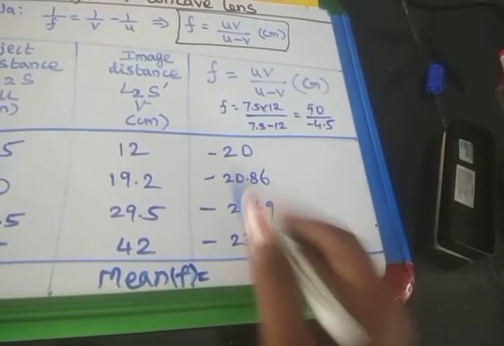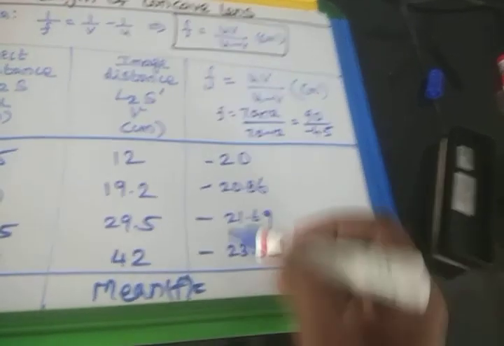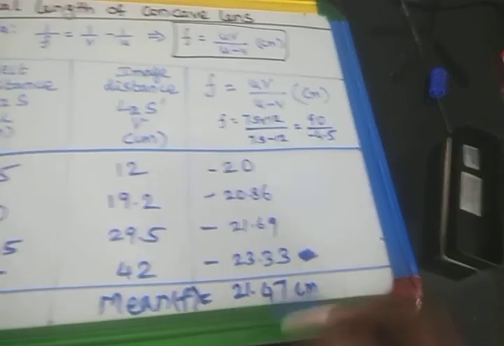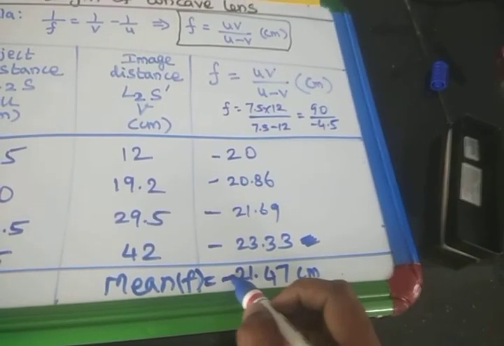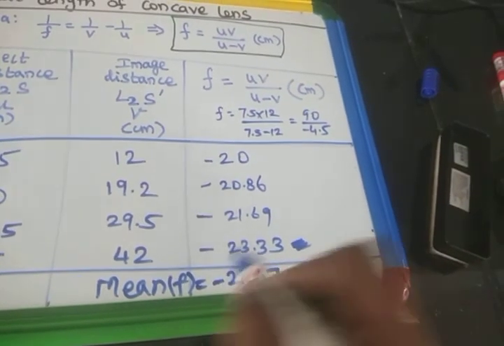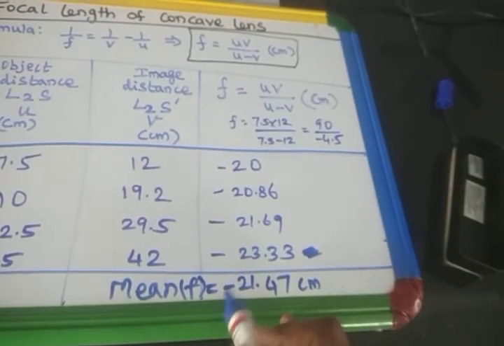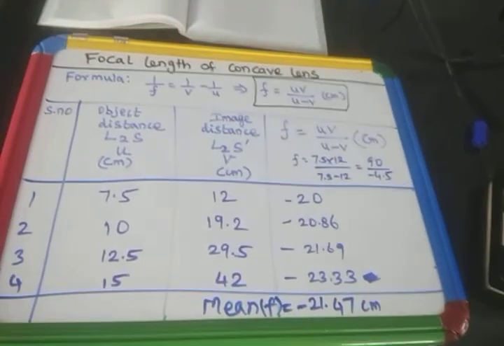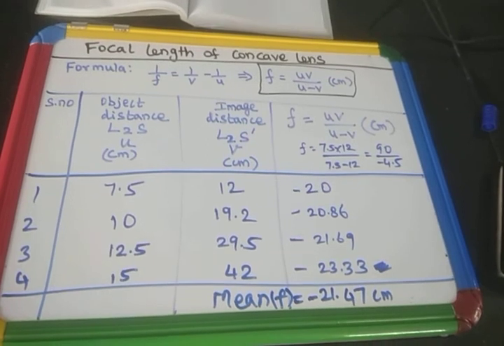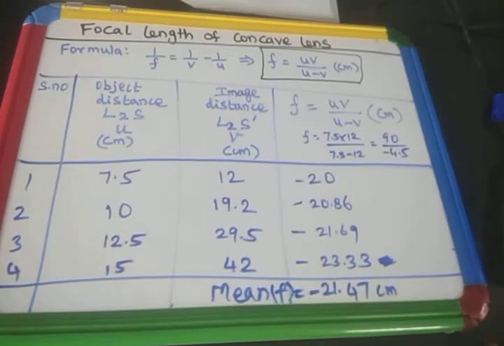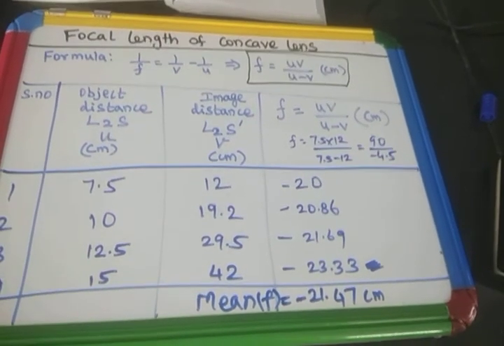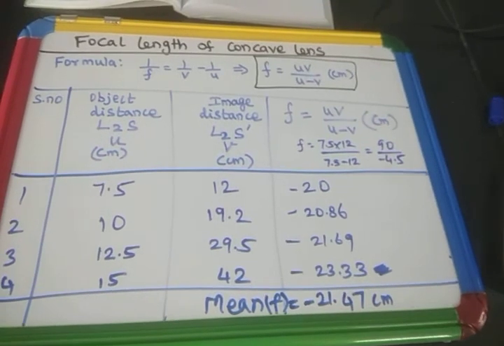By adding all those numbers, leaving the minus sign, and dividing by 4, we get 21.47 centimeter. That is the focal length. You should put the minus sign while writing the result. If you don't put the minus sign, it shows you have not understood that this is a concave lens. For a concave lens the focal length is always negative. So minus 21.47 is the final reading. So this is the experiment to find the focal length of the concave lens by using a convex lens, that is, find the focal length of the diverging lens by using a converging lens. Thank you, students.